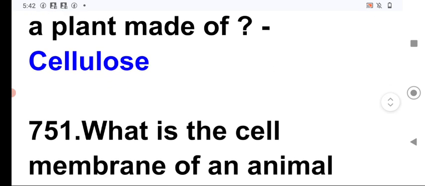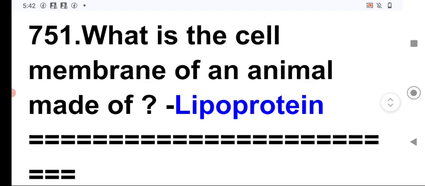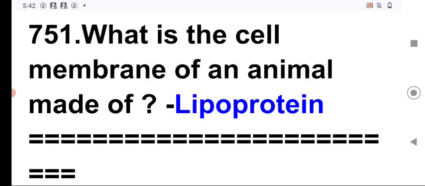What is the cell wall of the plant made up of? This is cellulose. And what is the cell membrane of animals made up of? This is lipoprotein.